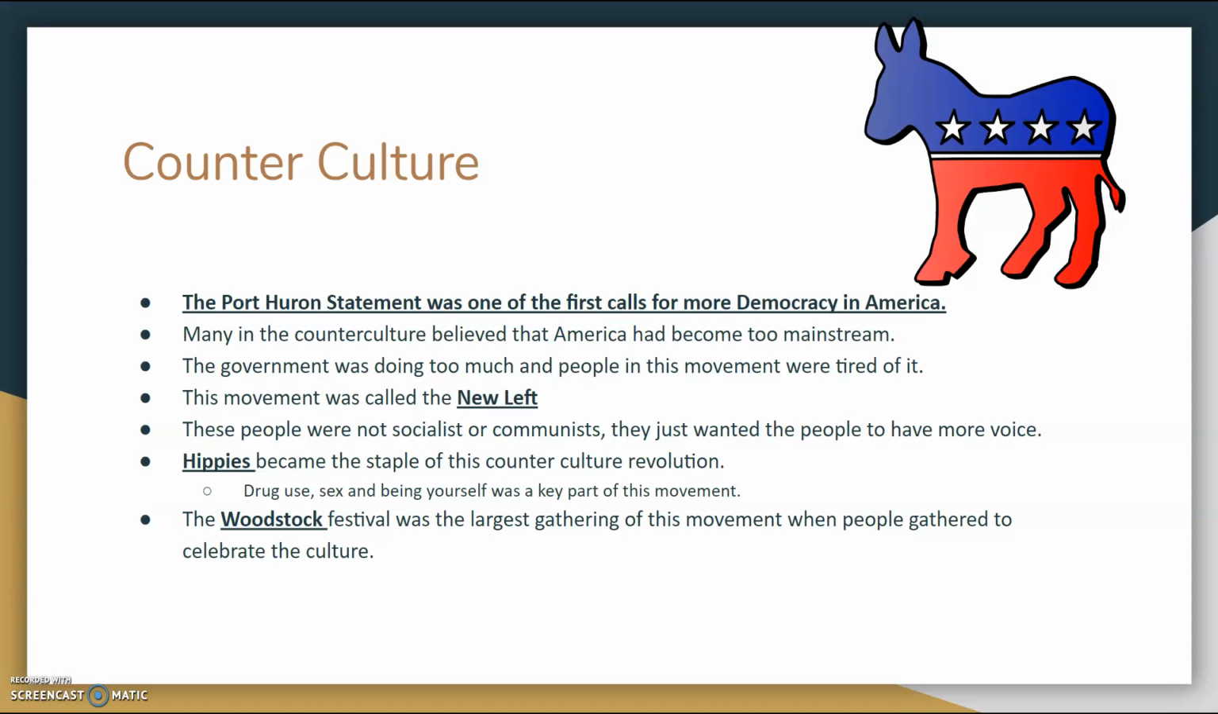Now, they made it clear that they weren't communists because they didn't want to be lumped in with the radicals. They still believed in American democracy, but they wanted the people to have more power. The biggest group that came out of this was the hippies, and they became a staple of that. They used drugs, sex, and liked the idea of being yourself. And all of those were the key tenets of that movement.